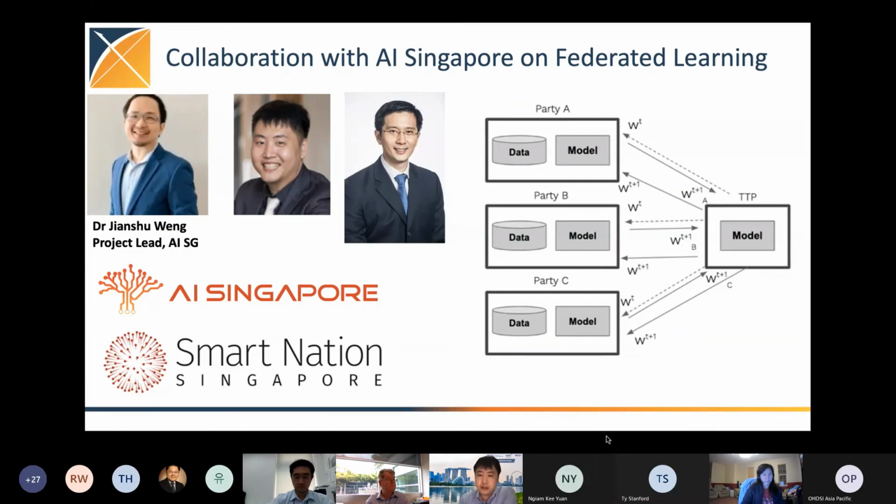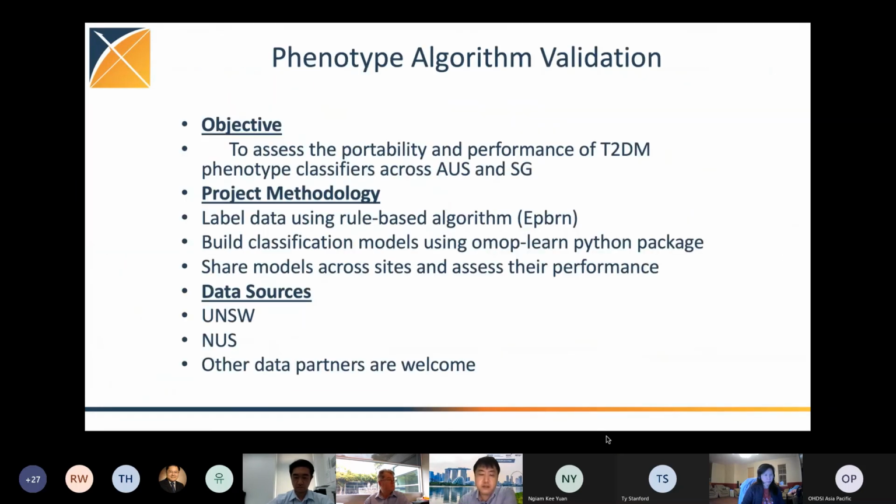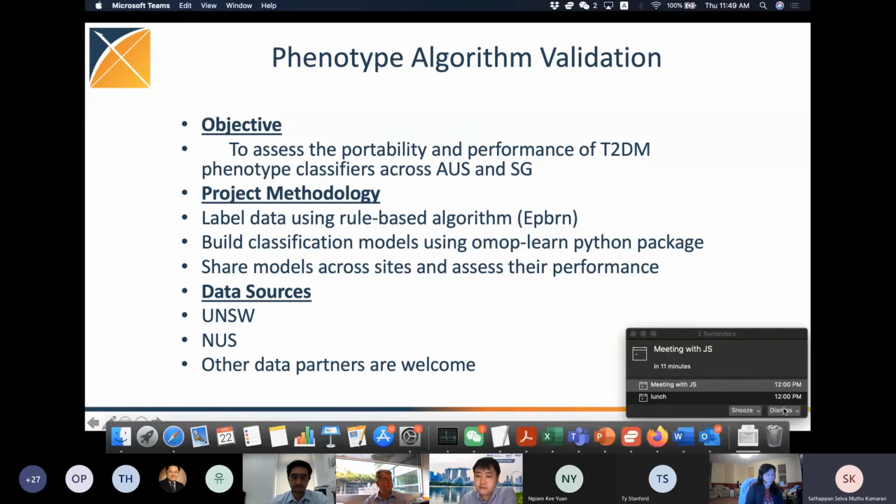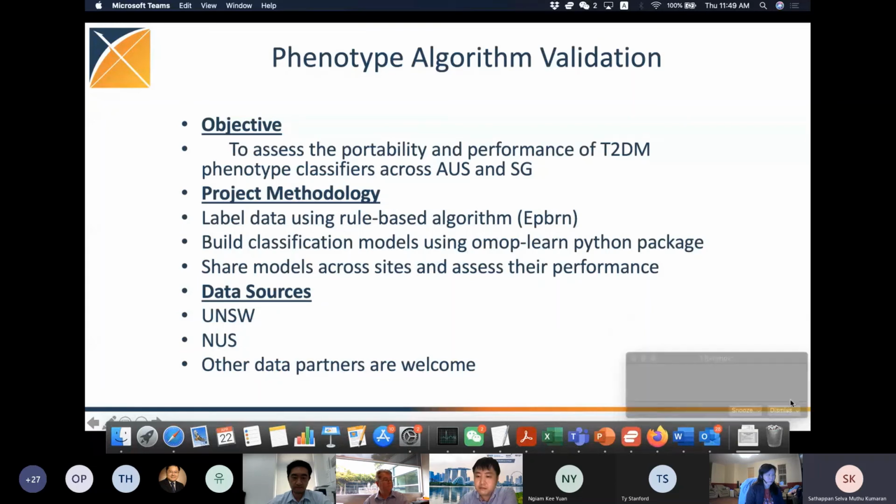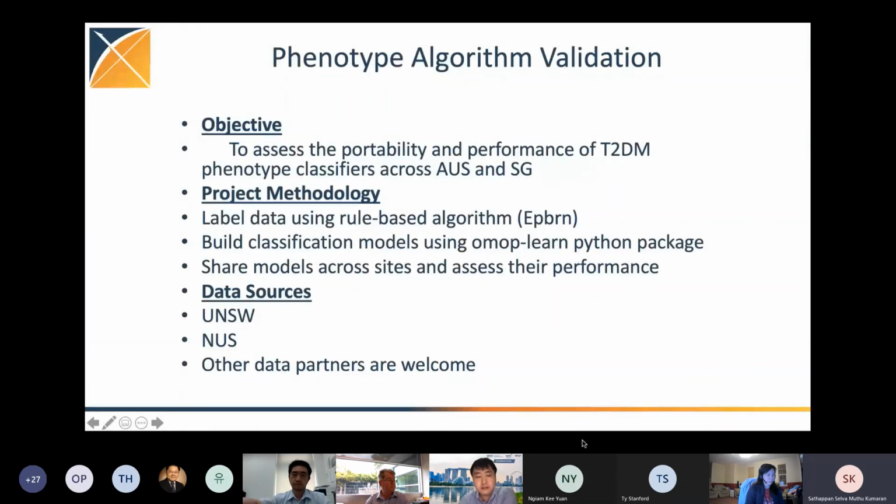Thanks, Dr. Niam. As Dr. Niam mentioned, we do start to participate in some of the APAC studies and international collaborations. Besides the APAC hypertension study that we are part of, here is another example of a study that we are working on with partners from UNSW. For this study, let me invite Selva from my team to do a very quick update. Hello everyone, Selva here. I work as a research associate under Prof. Moni.